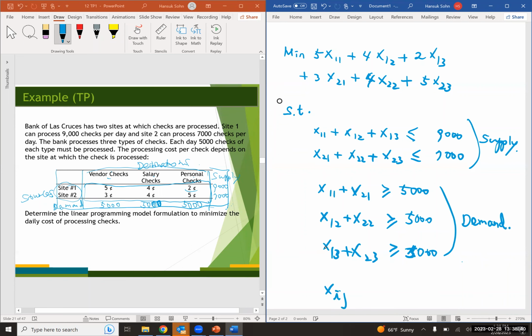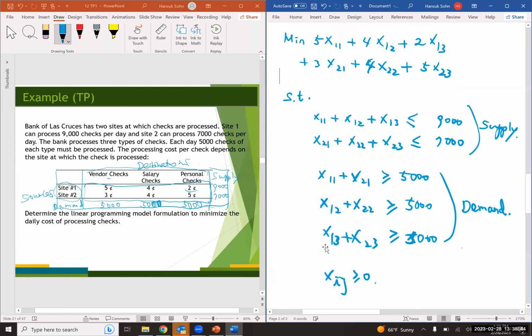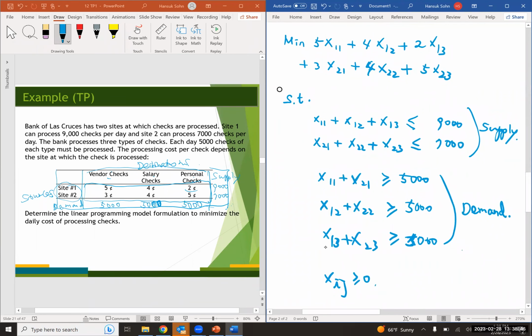Also adding the sign restriction. All of the decision variables have to be greater than or equal to 0, right? For i equals 1 and 2 and j equals 1, 2, and 3. Okay, so this is our complete LP model for the second example problem.